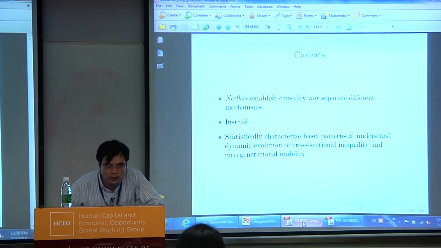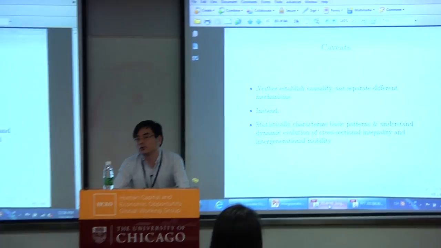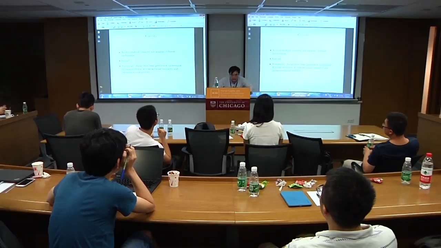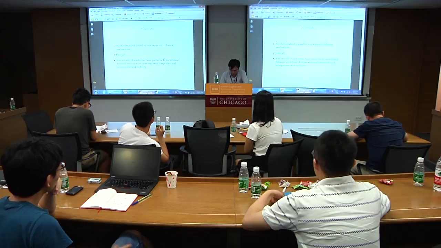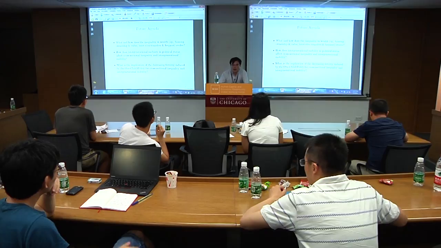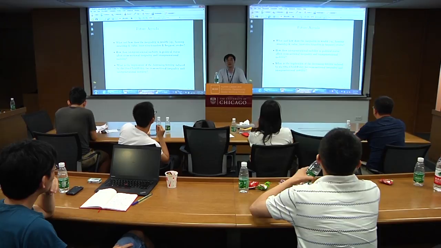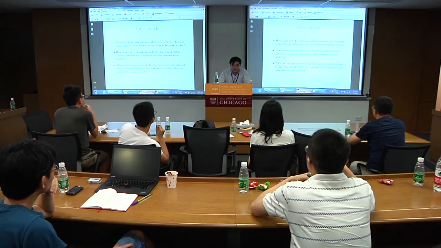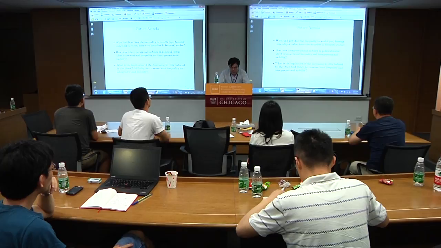As I said very clearly in the beginning, we don't establish any causality, and we do not separate or identify any mechanism. Instead, we statistically characterize basic patterns and understand the dynamic evolution of cross-sectional inequality and intergenerational mobility. For the future agenda: how does the inequality in wealth, housing ownership and value, intermediate transfers, and bequests evolve? Some people mentioned social status. How does intergenerational mobility in political status evolve? Social status or political status? So I do have a question, like I said. Okay, that's a reasonable point.